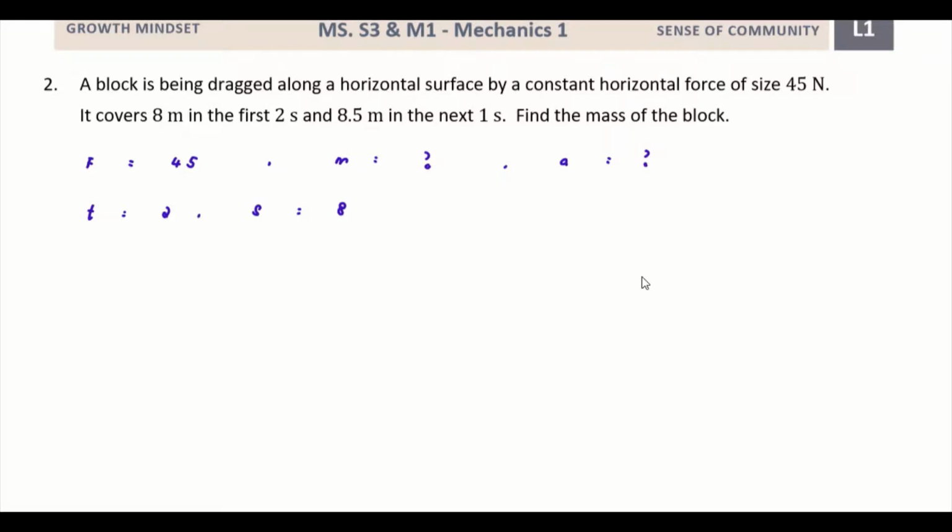So is there any easier way to do it? We can see that the block is dragged along a horizontal surface, which means we can assume that there's no change of direction here.